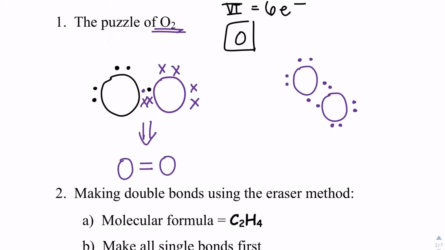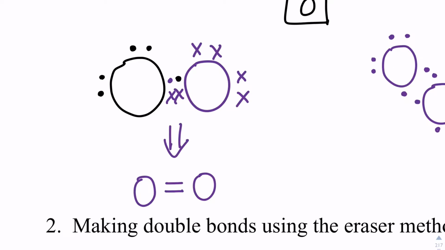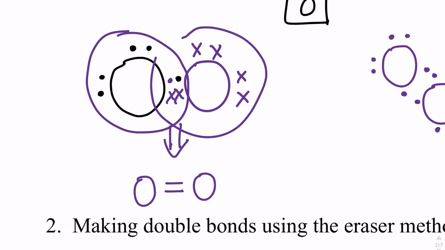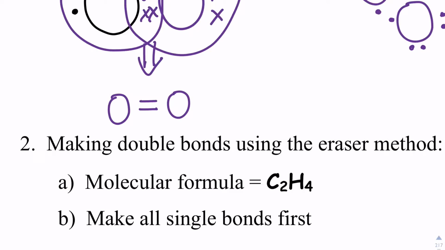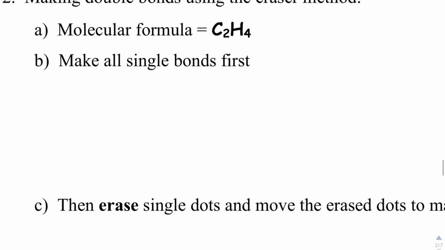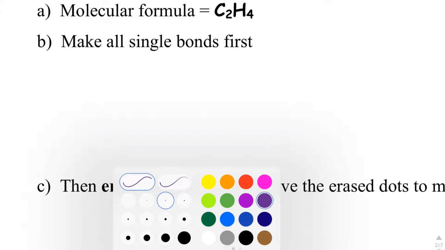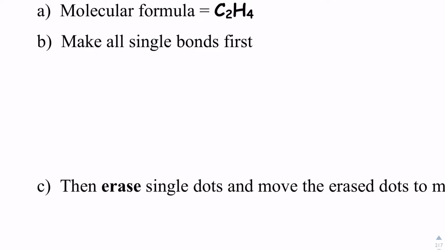So the goal of any molecular structure is always to fulfill the octet. So here we have fulfilled the octet, in which our oxygen has 8 and this oxygen also has 8, so our oxygens are complete. So let's look at this eraser method. So we're going to make double bonds using the eraser method for the molecular formula C2H4.